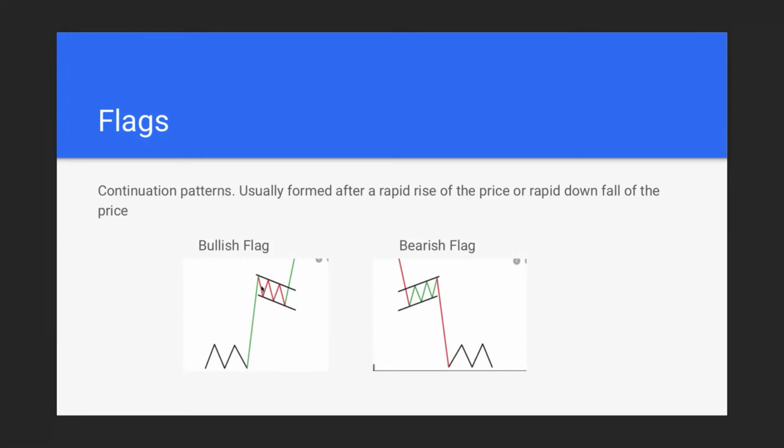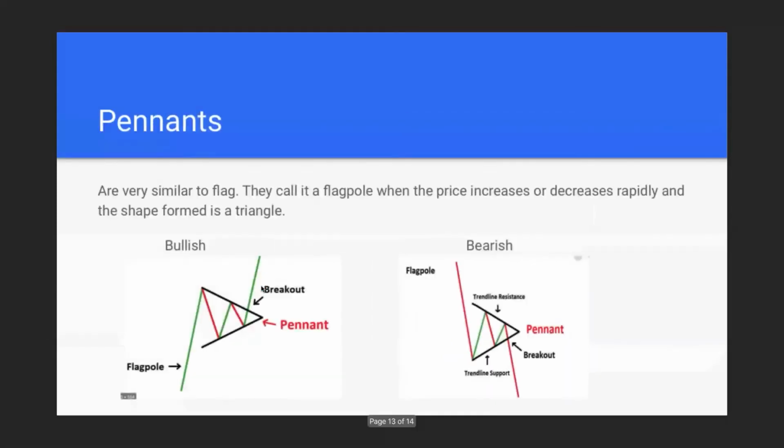But there is another pattern which is called pennants. Pennants are very, very similar to flags. So whenever the price rises rapidly, they call this a flagpole. The name it got is from the baseball field.